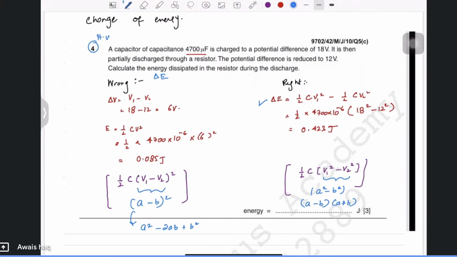I just wanted to put it forward because this is the most common mistake. Although it's 3 marks, if you do the first one, you just lose 3 marks. It's not good, right? Okay.